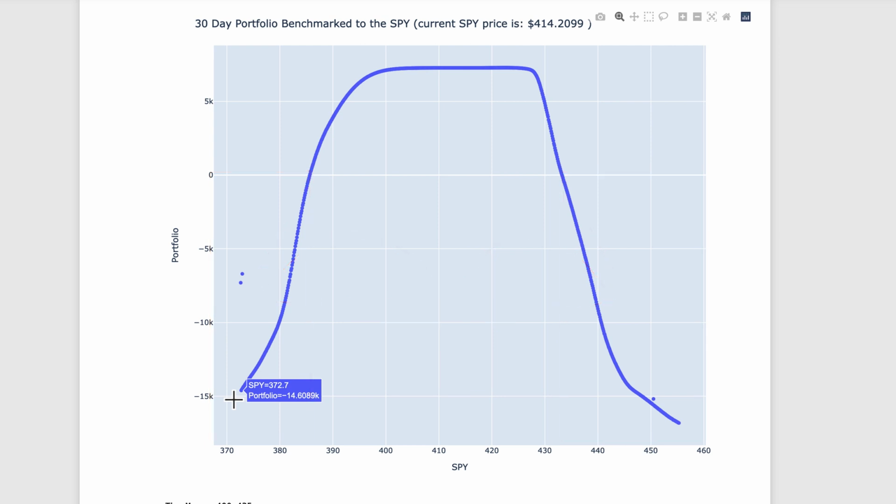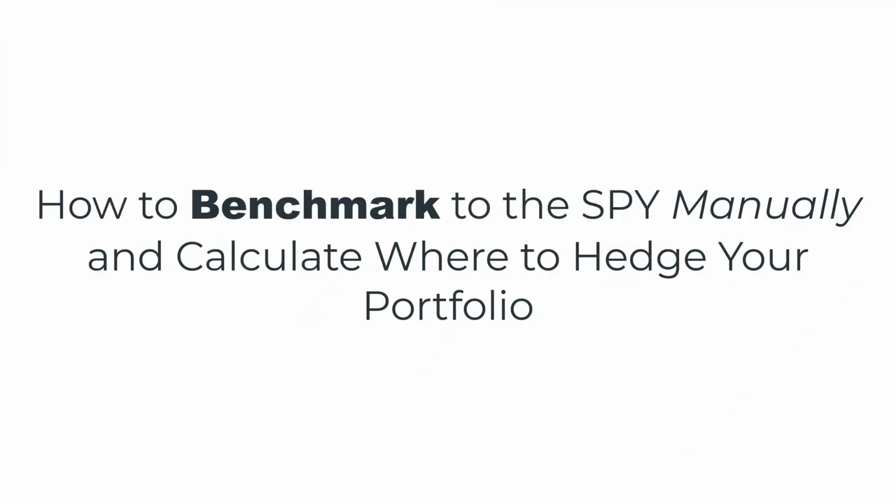So this Monte Carlo simulation helps us do that in very complex portfolios, but I'm going to show you how to do that here at the end of the video. I'm going to show you how to benchmark all your positions to the SPY manually and how to calculate your benchmarks so you can know where to hedge your portfolio by just doing some simple calculations.